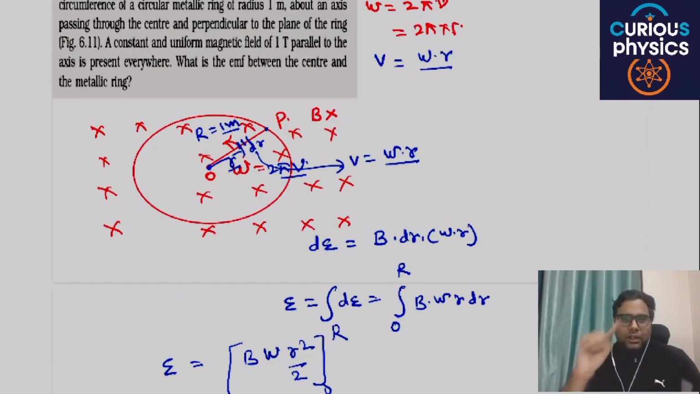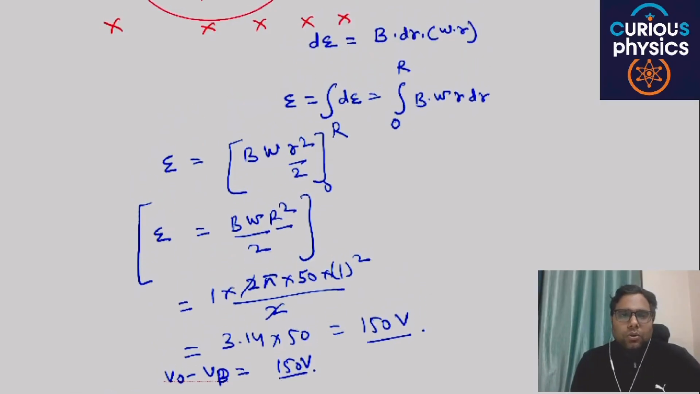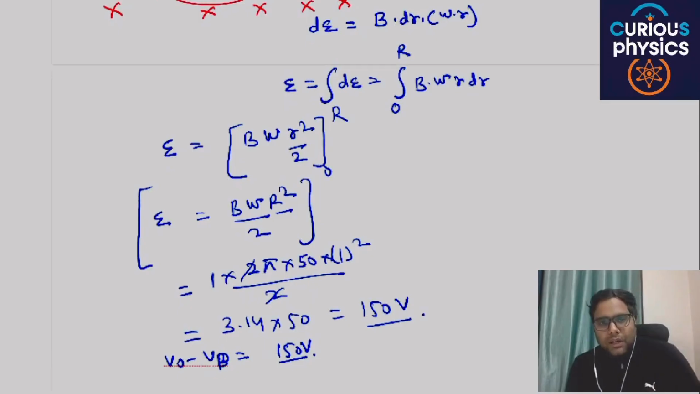Then for the potential difference between points O and P, which point will be at higher potential? The direction of v at every point is in this direction, v cross B, so point O will be at higher potential. So VO minus VP is equal to 150 volt. You can also find the same result by considering the changing area, because the area is changing. Are you able to understand the point or not?